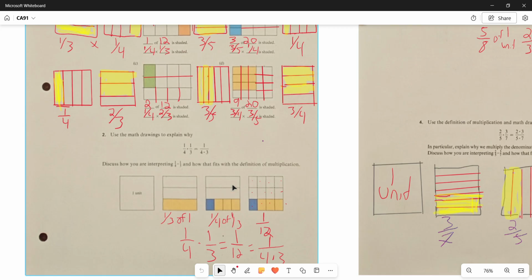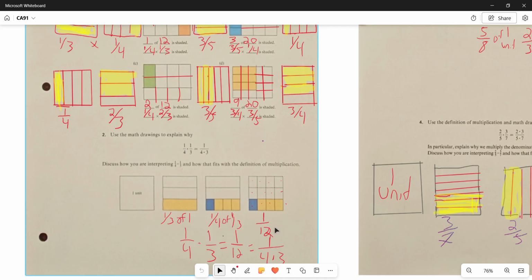This shaded part individually represents 1/4 of this bar is shaded, which is 1/3. So 1/4 of 1/3 is shaded. When you put them on top of each other and extend all the lines, you see that 1/12 is shaded. And so 1/4 times 1/3 is 1/12, which is also equal to 1 times 1 over 4 times 3.